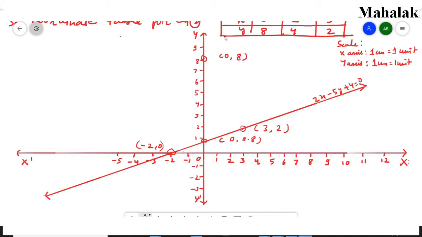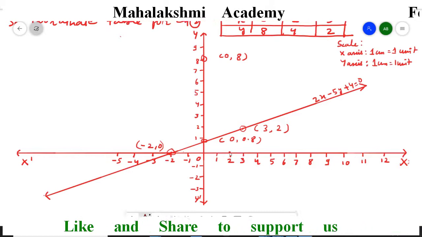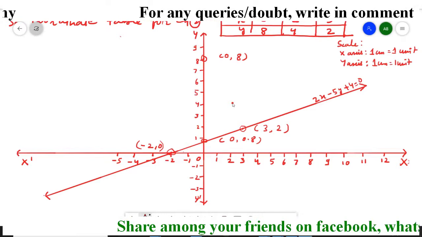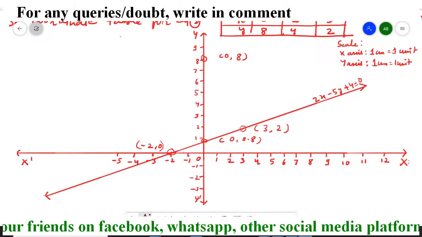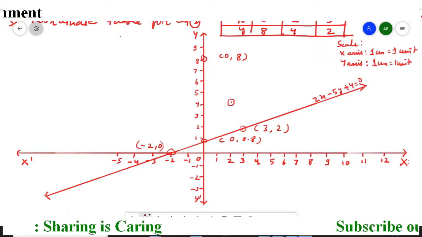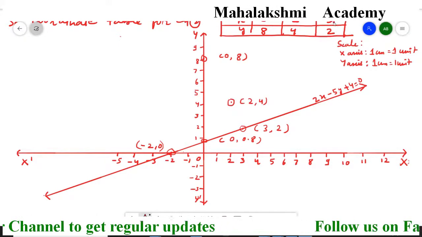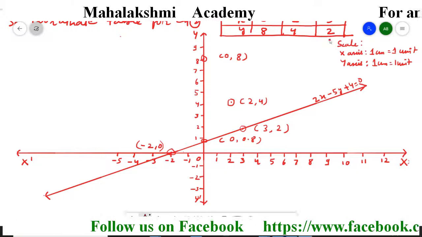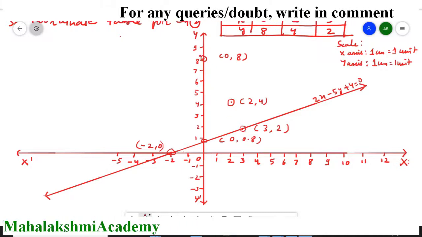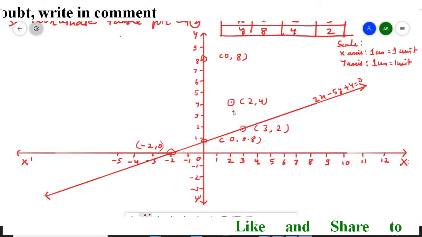Now same way we locate the point 2, 4. So x is 2 and y is 4. So here we have to locate it. The third point is x is 3 and y is 2. So this point is common, so we cannot locate it again. But when we join all the 3 points, after joining, the graph will appear like this.